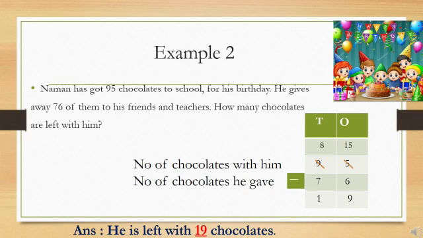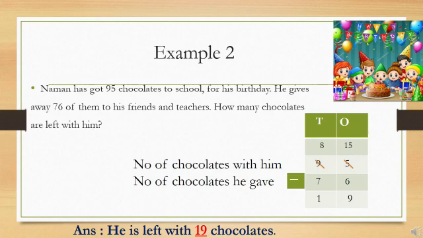Let us draw a table of numbers, tens and ones. Here we write 95 minus 76 in the table. Now, number of chocolates with him is 95 and number of chocolates he gave is 76. We need to subtract with the subtraction method. Compare ones column. 5 minus 6 is not possible. Now, borrow 1 tens from 9 tens. Then 5 will become 15 and 9 will become 8.